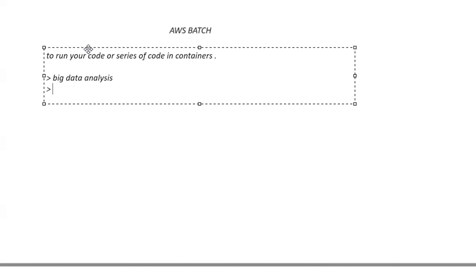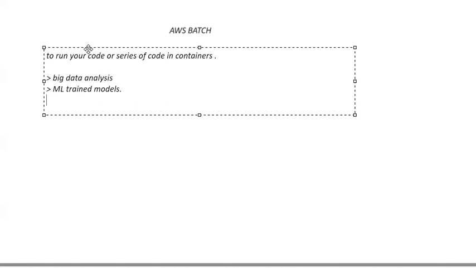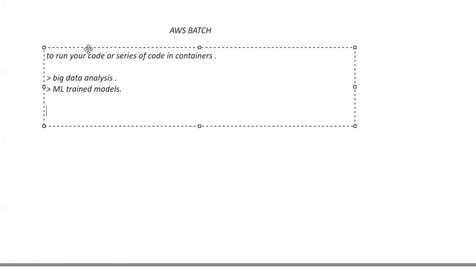Or else, if you want to run a series of jobs or tasks, then you use this AWS Batch. So when do we run the series of jobs or tasks, sir? If you want to process models, if you want to develop ML models, ML trained models, or if you want to analyze big data, then you can choose this AWS Batch. Okay, so when do we use this Batch? We use this Batch to run our code inside containers.